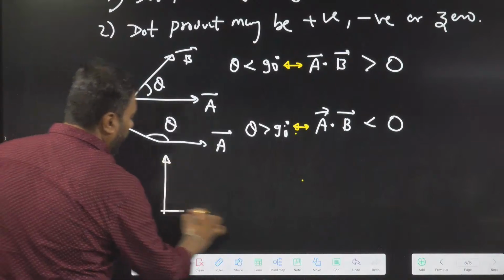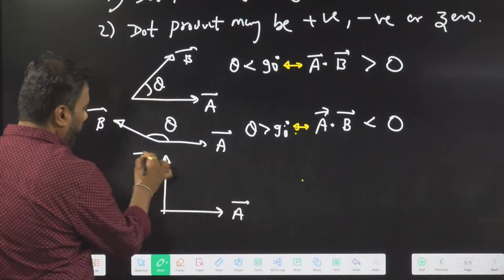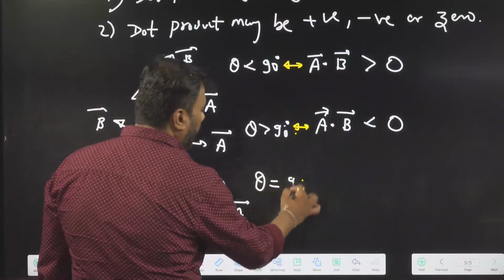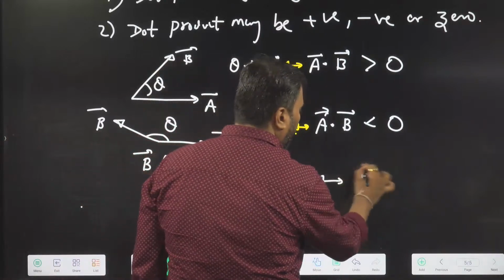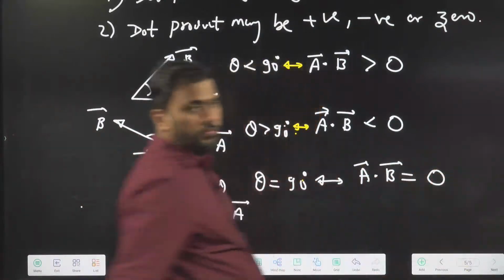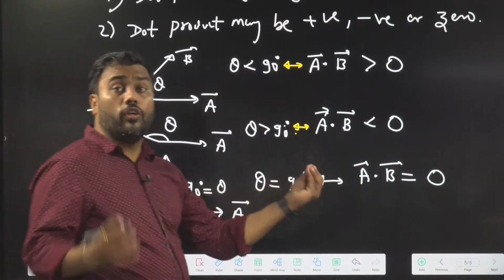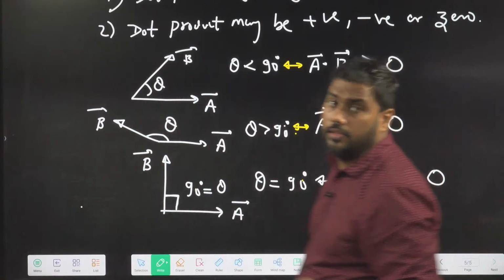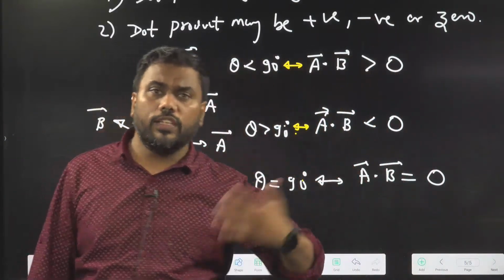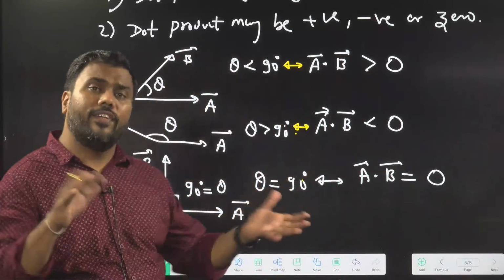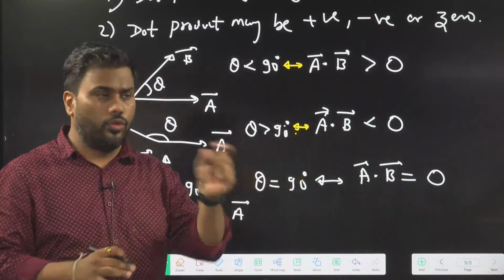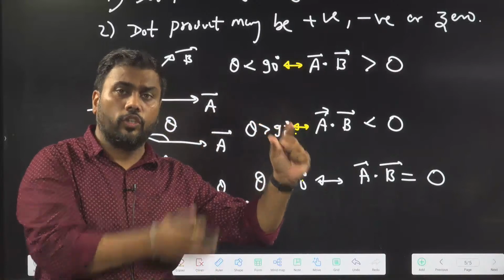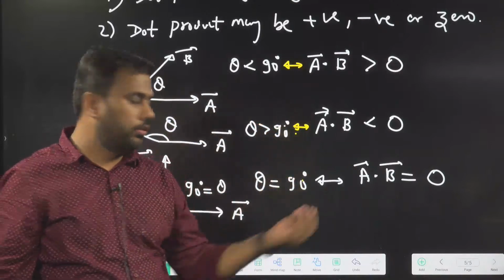If two vectors are perpendicular, the angle here is 90, theta is 90 degrees, and A dot B is 0. This is a good way to know whether two vectors are perpendicular. If they are perpendicular, their dot product must be 0. Some questions will come in which you need to find whether vectors are perpendicular or not. They will give you a vector and ask which of these is perpendicular to the first. So you will find the dot product. If the dot product is 0, the vectors are perpendicular.